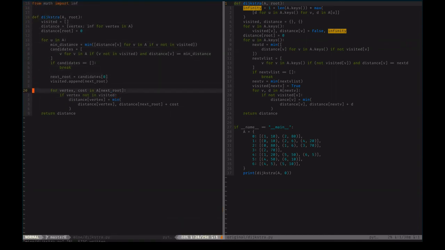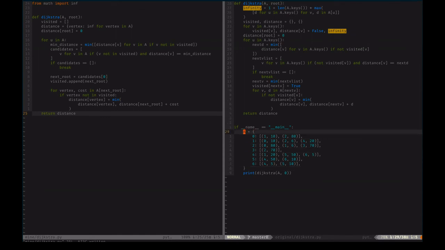That's our Dijkstra's algorithm, slightly simpler. Do test this out with this particular example data that is given here, and see if the original Dijkstra's algorithm and this rewritten Dijkstra's algorithm present the same results.